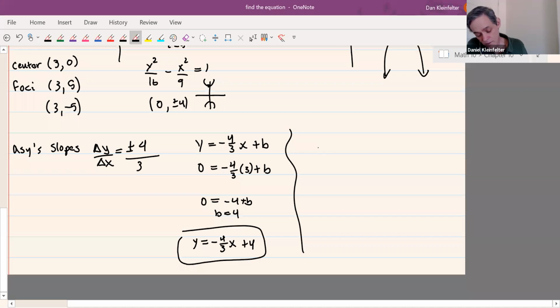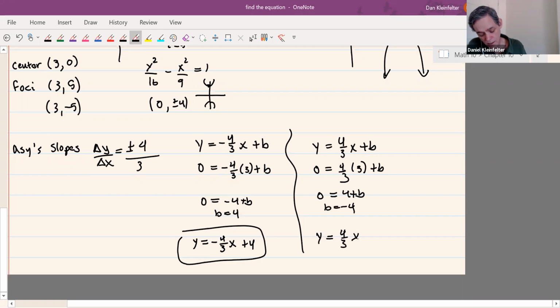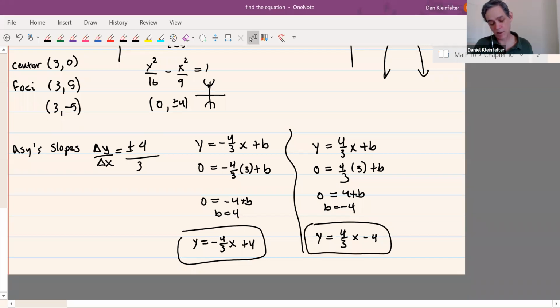Then let's get the other one. y will equal 4/3 x plus b. Our y coordinate will be 0, and our x coordinate will be 3. And so b will be -4. So we'll have y equals 4/3 x minus 4. Okay, so that will be our two asymptotes.